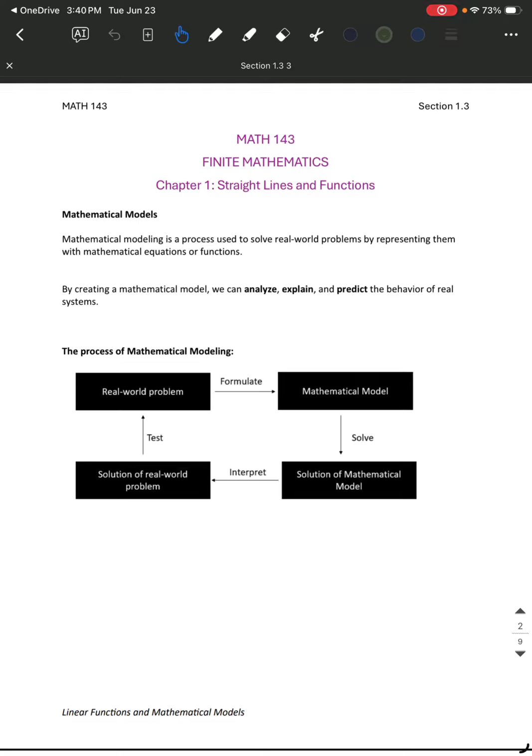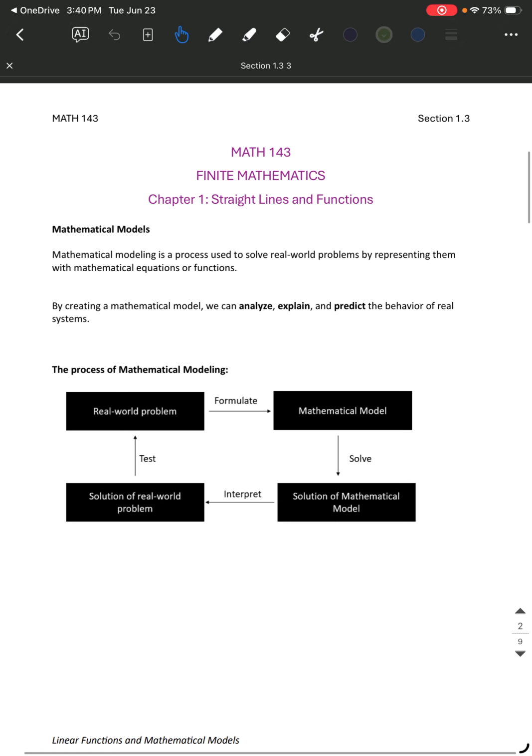So, the process of mathematical modeling consists of several steps to address these real world problems. So, let's see the first step. The first step, we want to identify the real world problem.